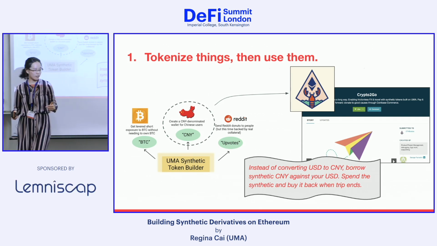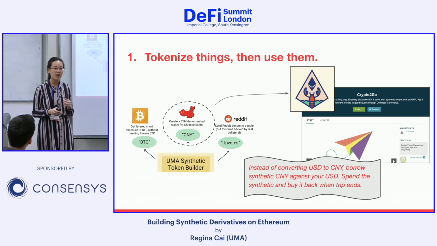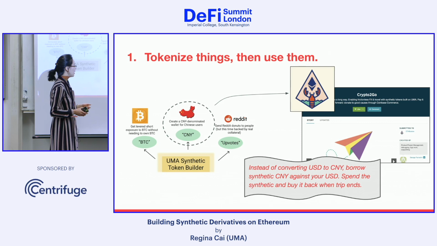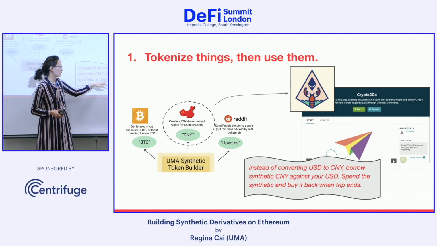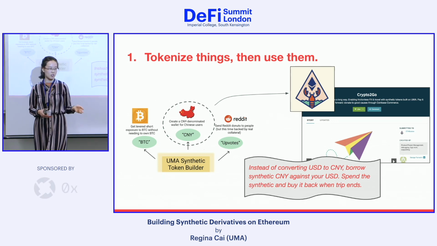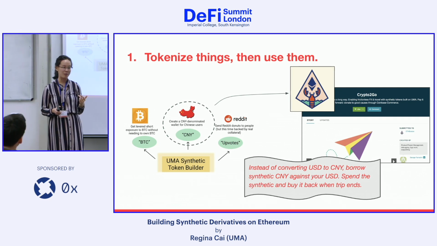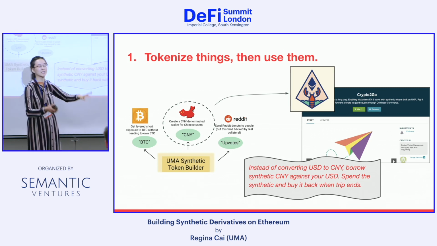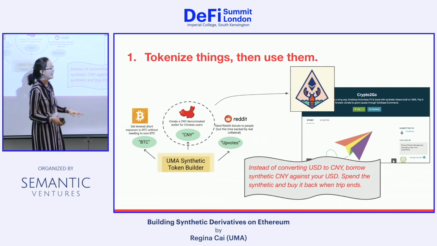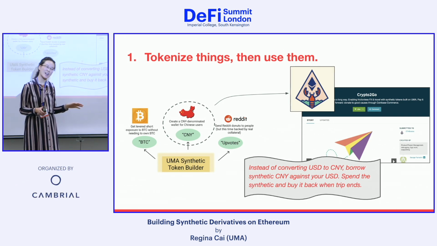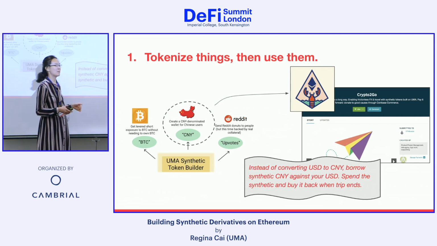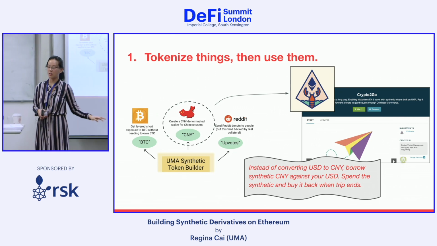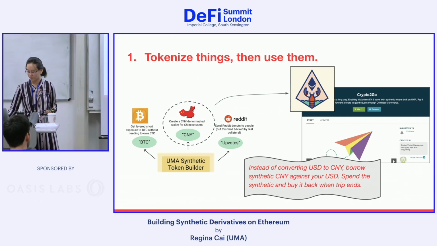And they said, well, instead of converting your USD to CNY, instead of actually trading out of it, even if you do it seamlessly, just borrow some synthetic CNY against your USD. Spend this during your vacation and buy it back when the trip ends. Okay, yes, this is really idealistic, right? It assumes that lots of other people are also accepting CNY as merchants. It assumes that you've got enough liquidity there and you've got other people who are willing to sell it back to you. It assumes there's a whole ecosystem. But this is part of the vision for what you can create with these synthetic tokens.